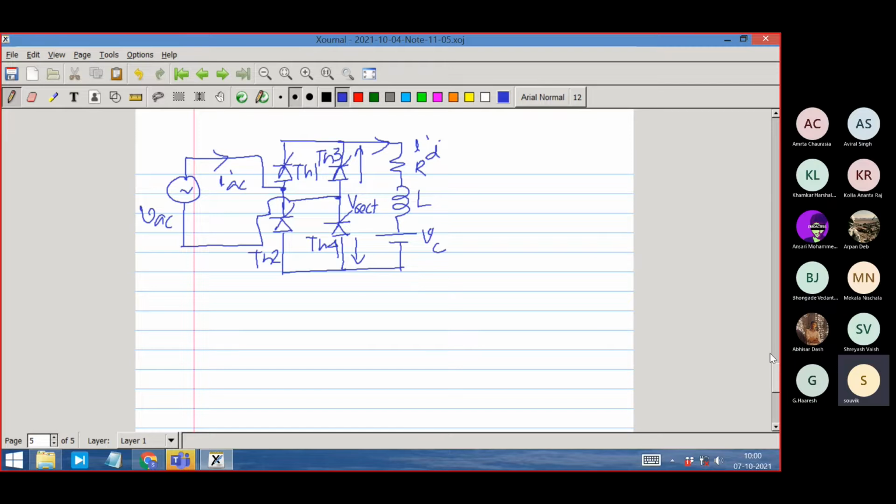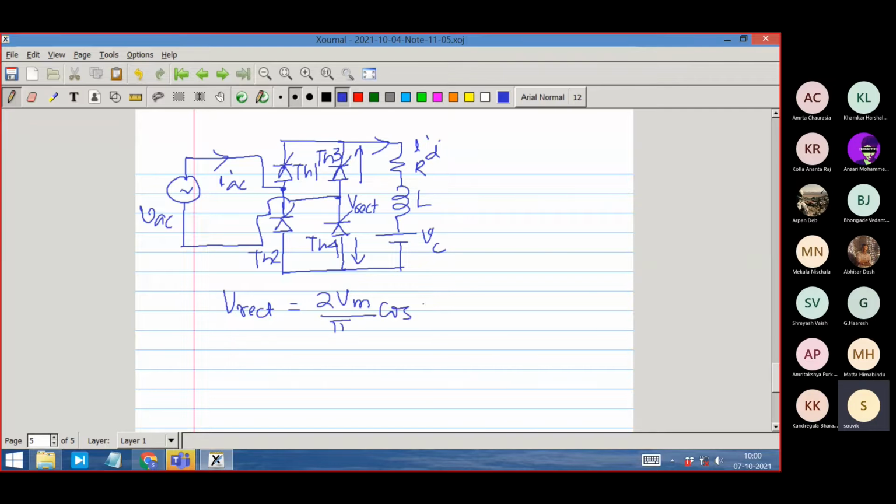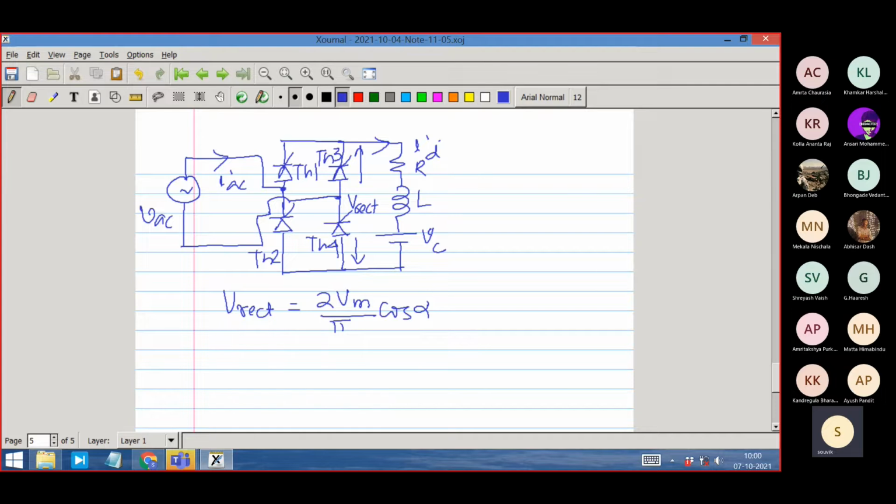Let's continue our discussion on the thyristor converter. The thyristor converter has many interesting features. One interesting thing that I tried to explain in the last class is that the rectified output voltage, V rect, was 2 Vm by pi into cosine of alpha, where alpha was the firing angle, assuming CCM. This is the equation assuming continuous conduction mode of the inductor current, that ID is continuous.